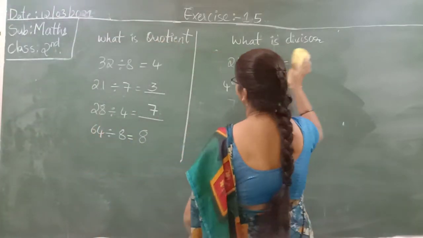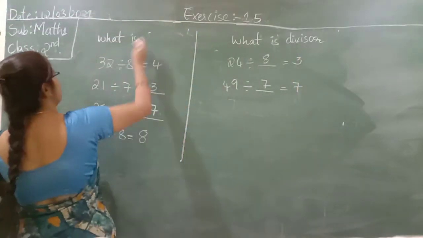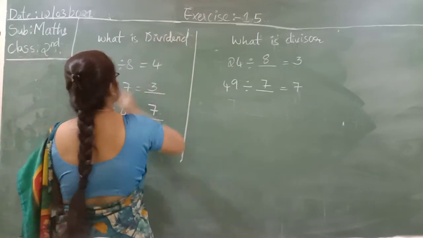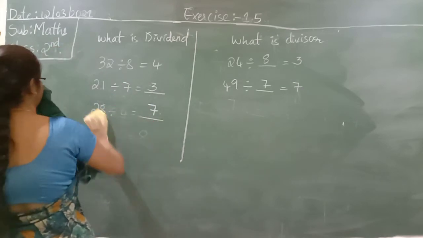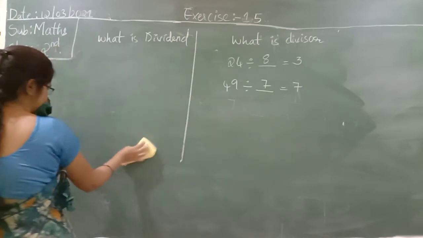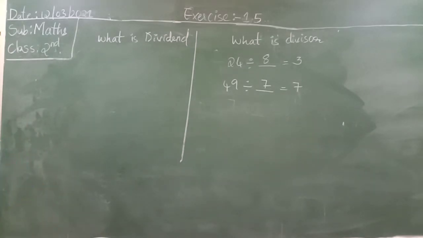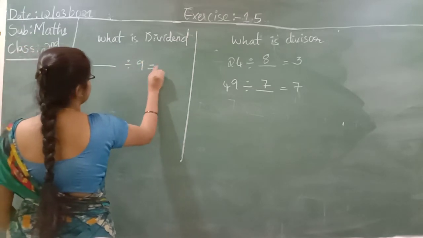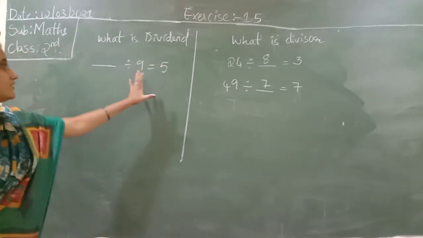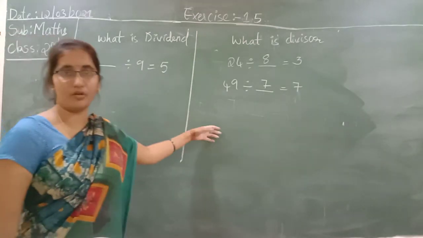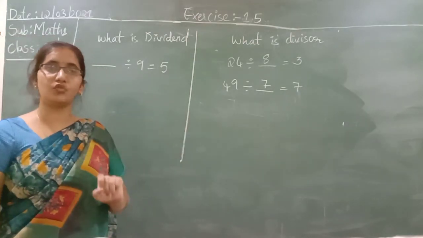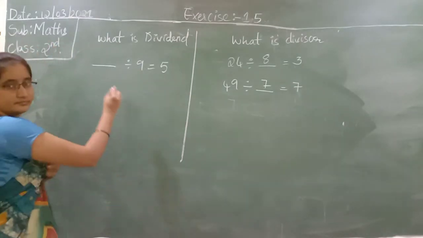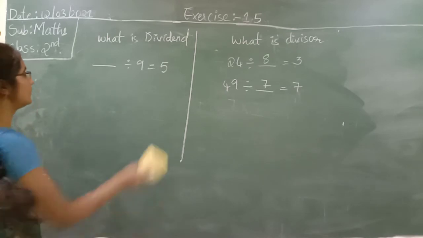Next I'll do the dividend. This is the easiest one in this. See here. Just multiply these two. I already said, here I wrote an equation: divisor into quotient equals dividend. Just multiply these two.